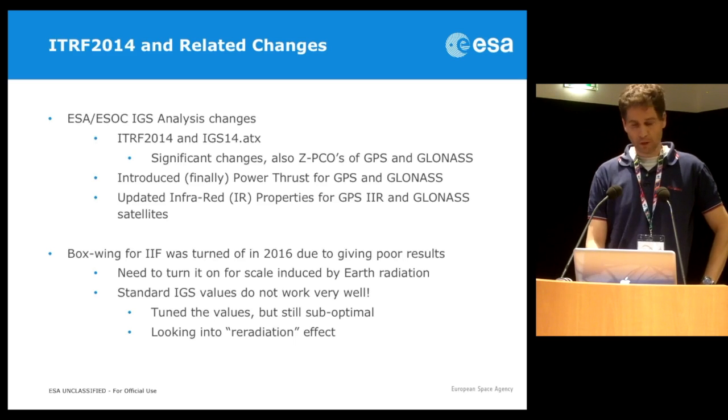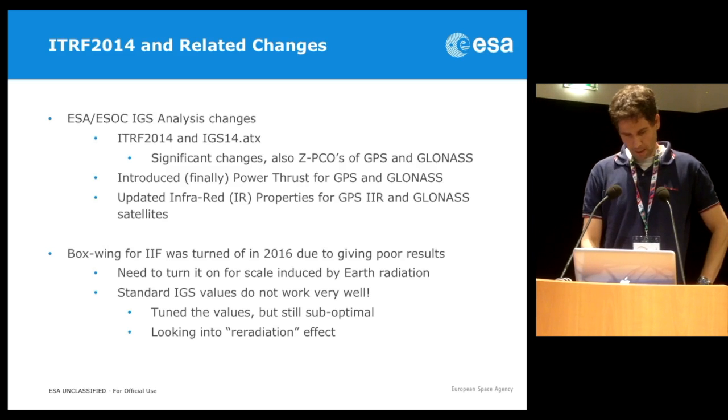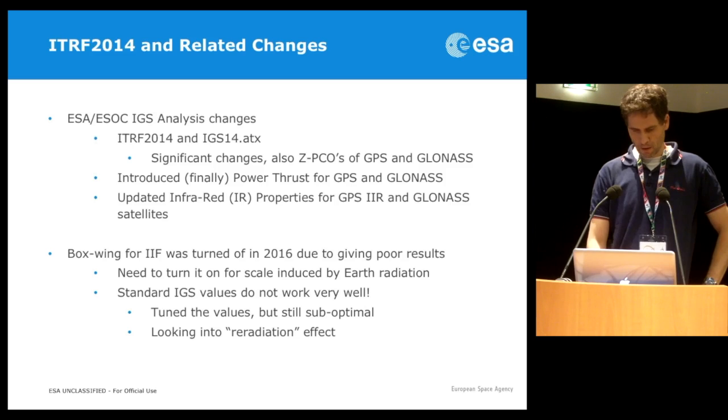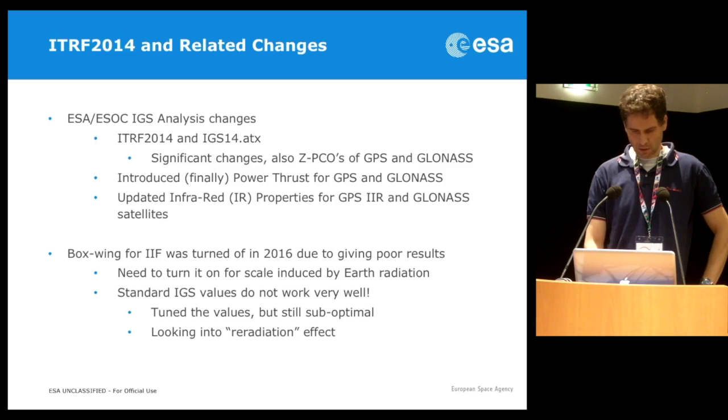Then we had some issues with the Block 2F satellites with a box-wing model, so we decided in April 2016 to turn that model off, as it was doing more harm than good. In the end, that improved the weighted RMS agreement of our orbit to the IGS Final orbit, but it did not improve the scale. So in the end, the decision was made to turn the model on again with slightly changed property values, but it's still not optimal what we do there for the 2F satellites.